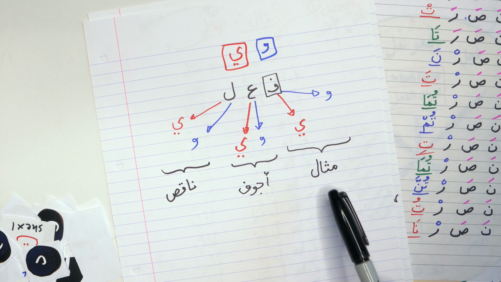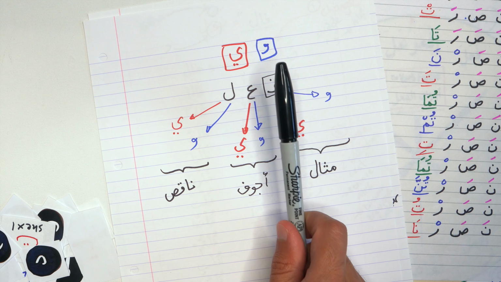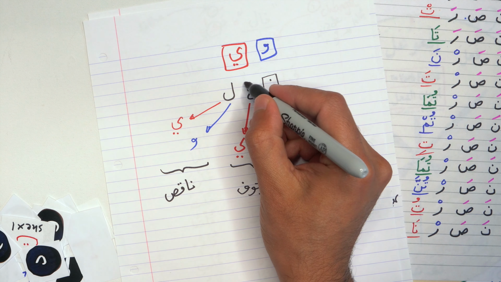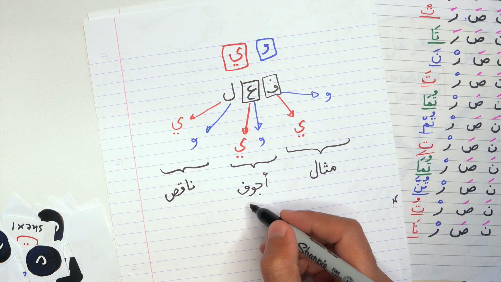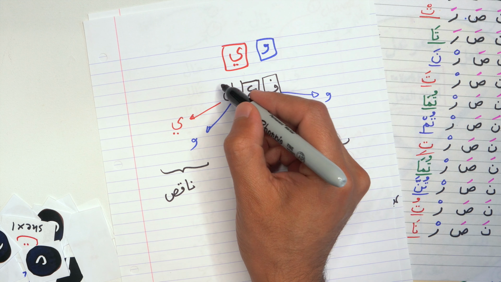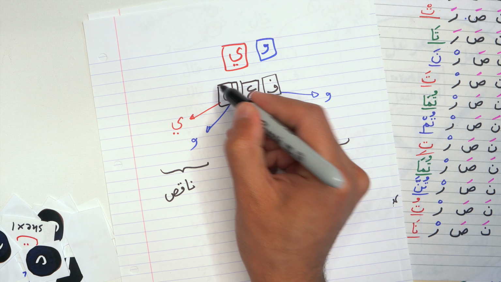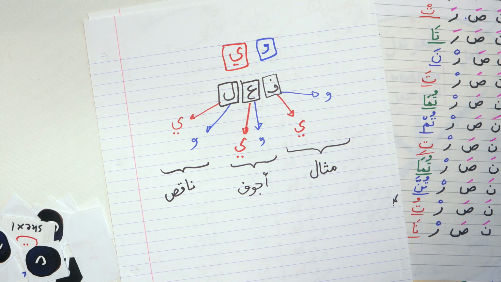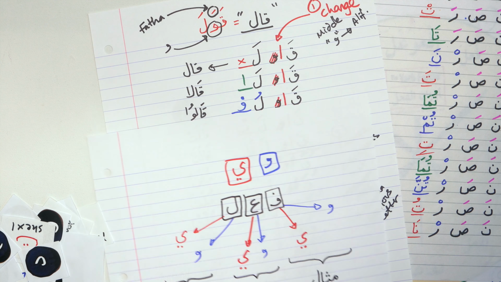But all you have to know for now is basically that the fa kalima is called mithal wawi or ya'i. If the ayn kalima has a waw or ya, you call it ajwaf waw or ajwaf ya. And if the lam has a waw or ya, you call it naqis waw or naqis ya'i. Right? So that's it, so qala is going to be, what's qala going to be?